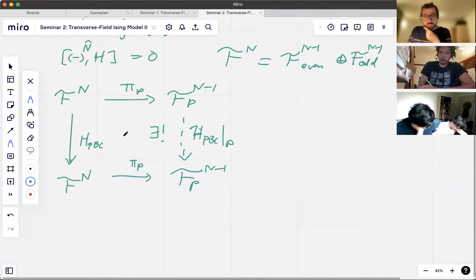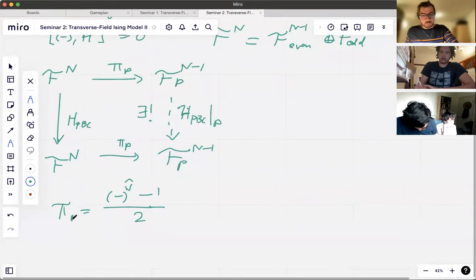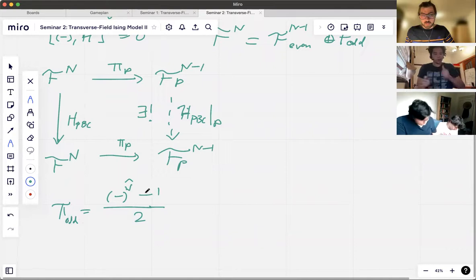Or another way of saying that is that the fact that the n hat operator commutes with the Hamiltonian means that the restriction operator commutes with the Hamiltonian. Explicitly, pi_p would be (-1)^n hat minus 1 over 2. If n hat is even, you get 0, so that would be pi odd. And pi even has a plus there.